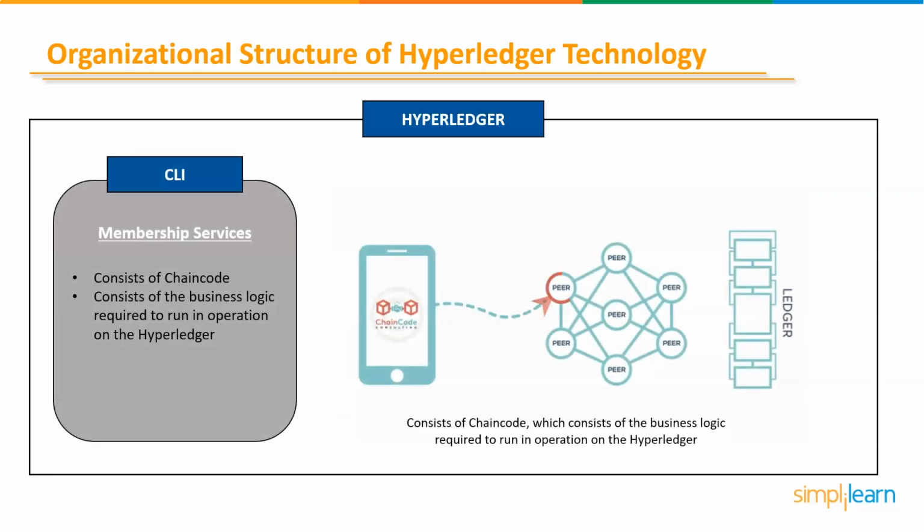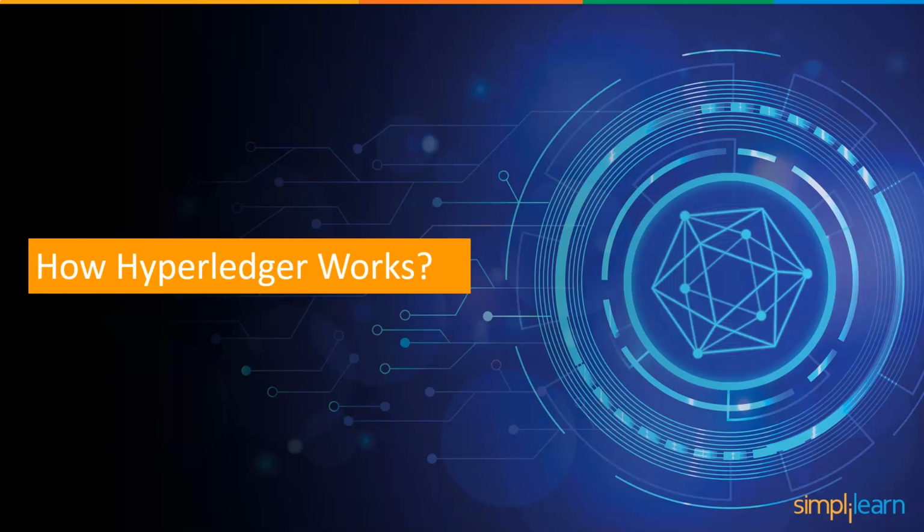CLIs or command line interface consist of chain code, which is a layer of logical programming which consists of the business logic required to run in operation on the Hyperledger. Now that we know all about Hyperledger structure and goals, let's understand how Hyperledger works.